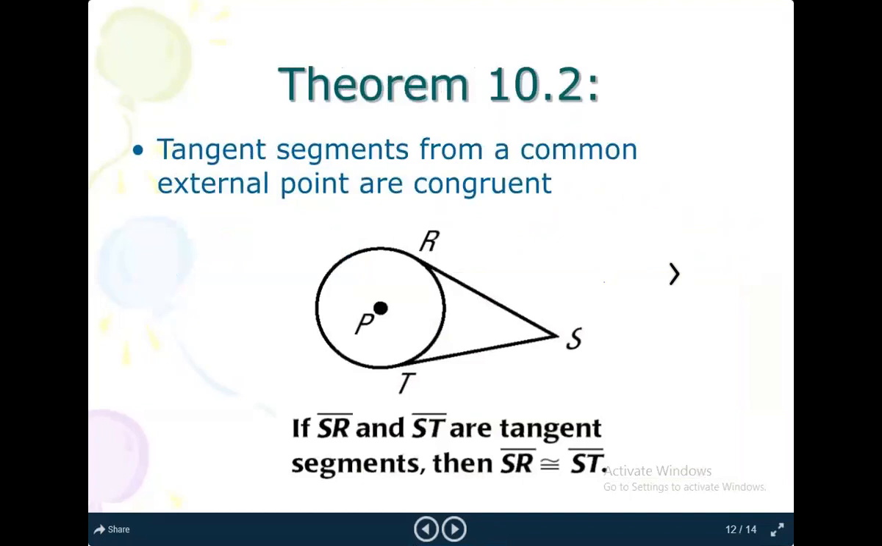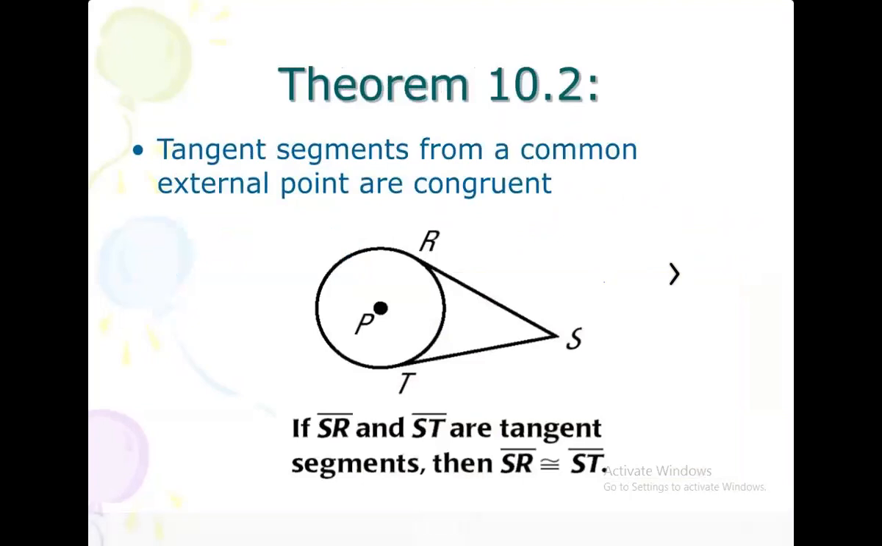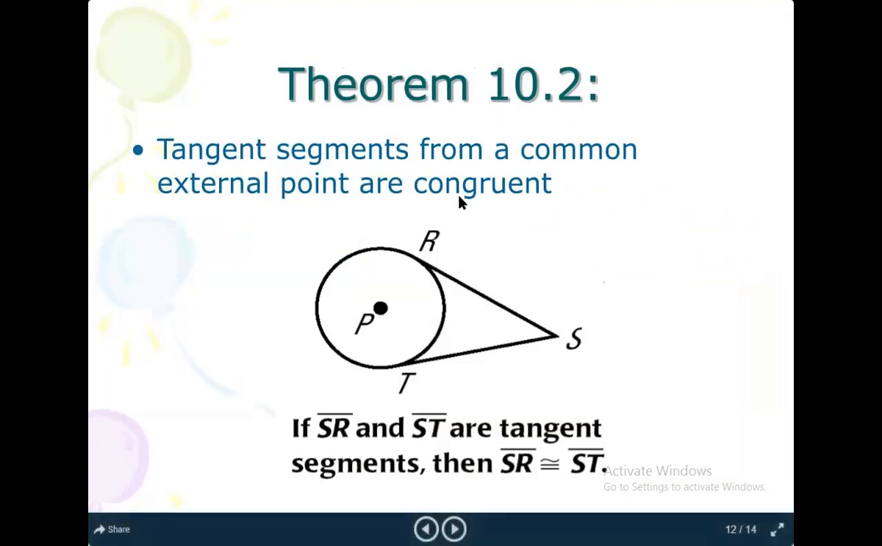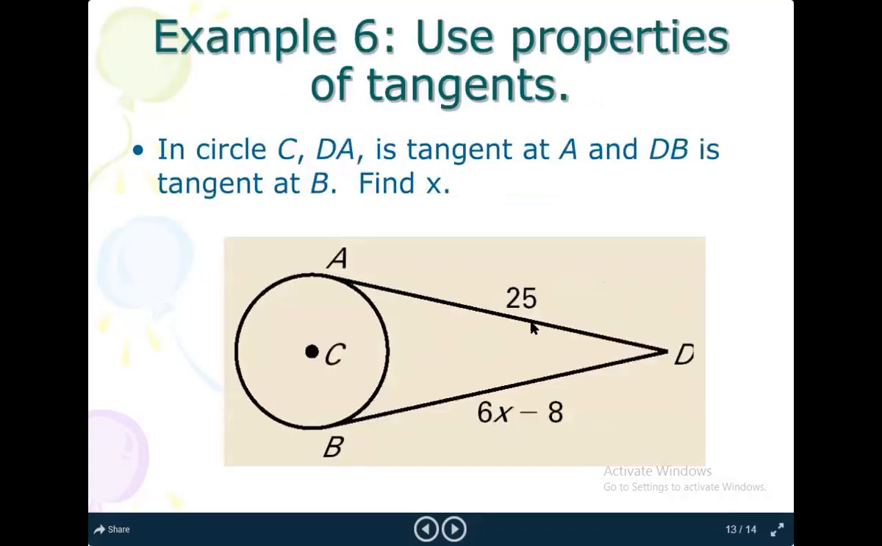This is the another part: tangent segments from a common external point are congruent. So we have SR and ST, which are tangent segments, then those two lines will be congruent. So once we have two tangents that intersect at a point outside the circle, then they have the same length. In case we have a question like this, AD is a tangent, BD is a tangent, so we are looking for the value of x. Could you please tell me how we can find the value of x?